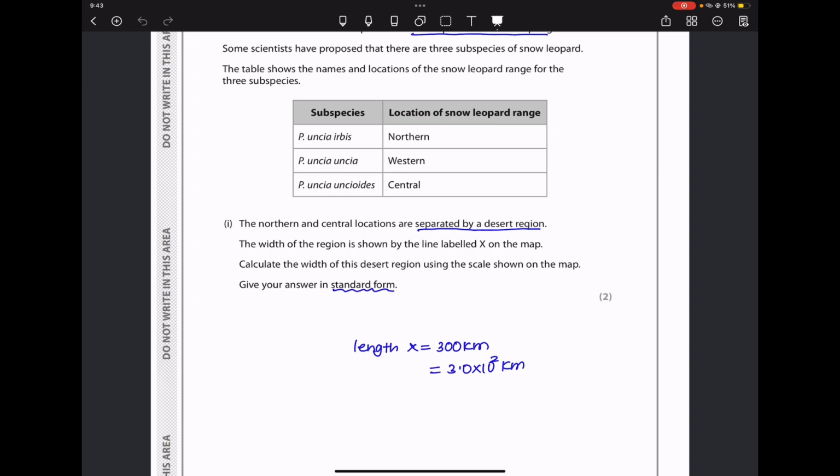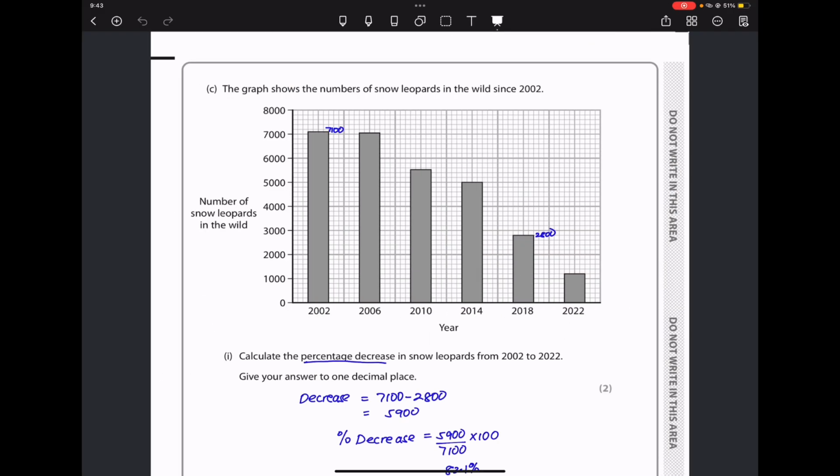So they say the northern and central locations are separated by a desert. The width of this region is shown by the line labeled X on the map. They wanted to calculate this desert region using the scale shown on the map, and they say give your answer in standard form. Let's go back to the map.